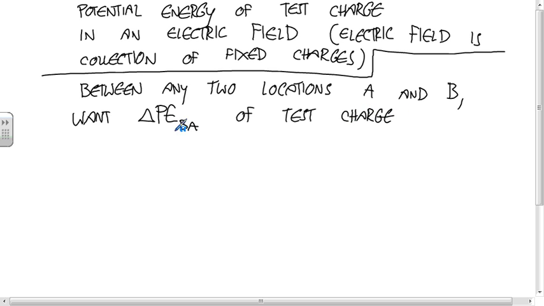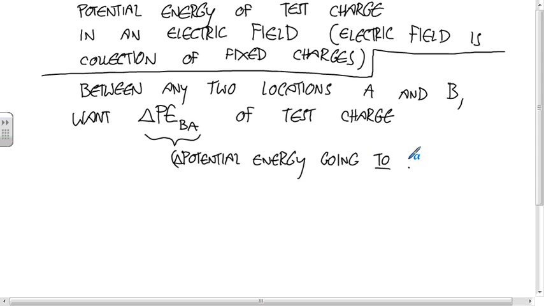And this is the notation we used a lot last semester. So this says the change in potential energy of the test charge going to the first subscript from the second subscript. Okay, so that refers to two locations.